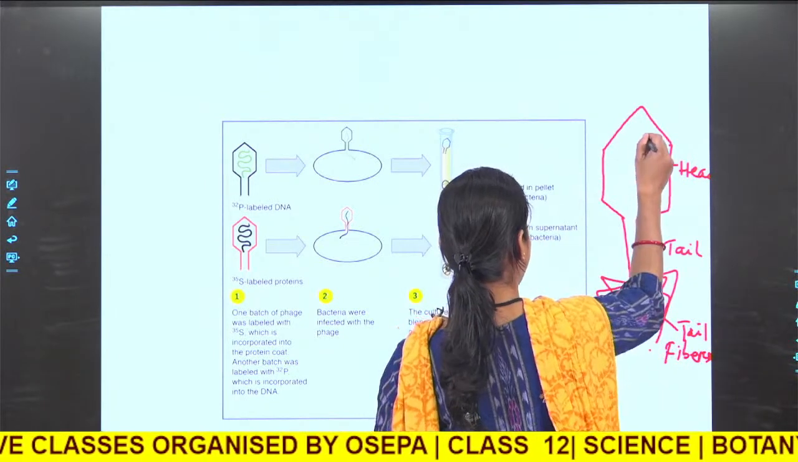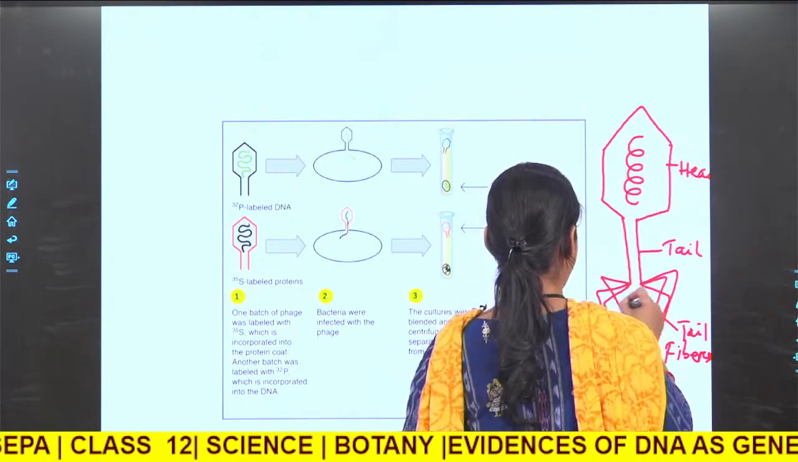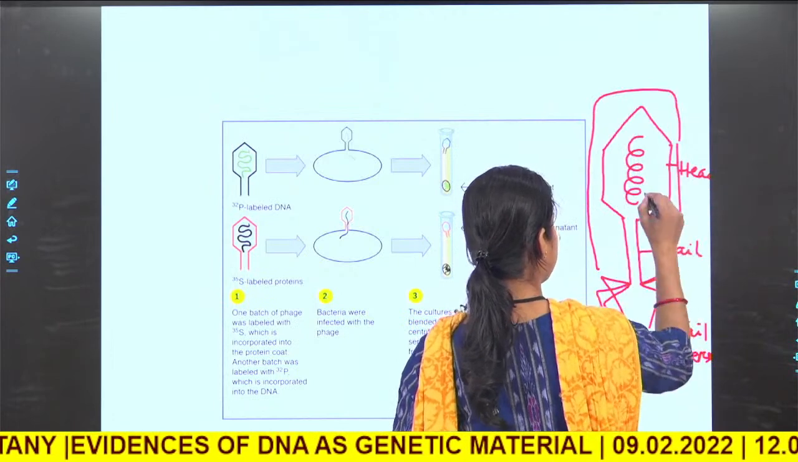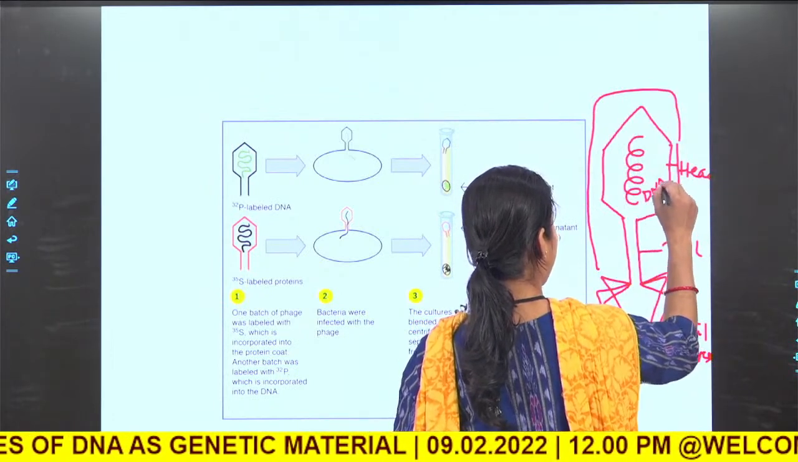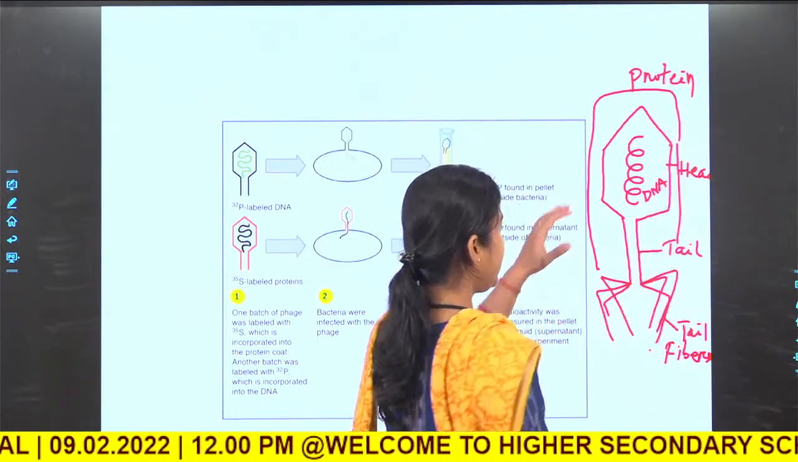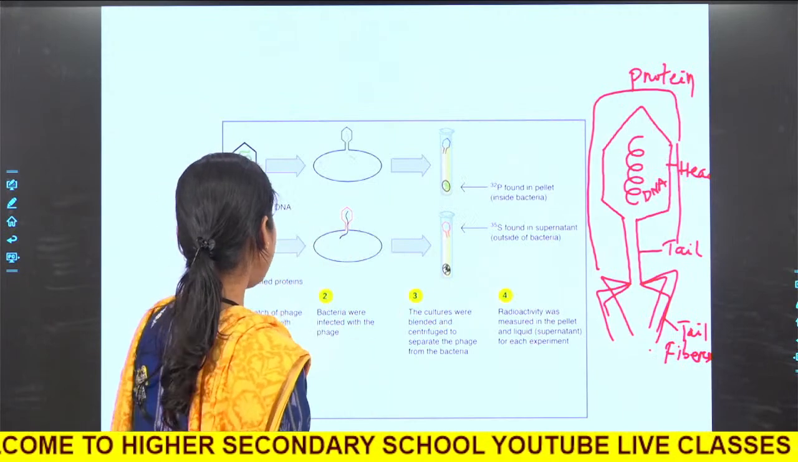Okay. Now, the head contains the DNA strand, and the rest is all protein. This is only the DNA and this is the protein portion. So, together they are a nucleoprotein. So, here you can see. Now, what did they do?